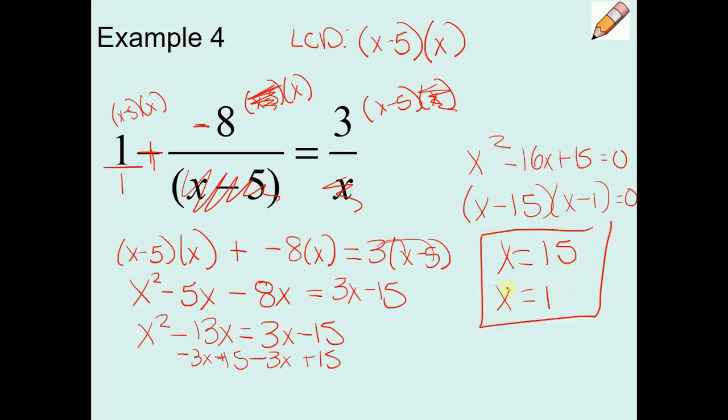Now let's double check. Does that work? No problems in the denominator. 15's okay, 1's okay, 15 and 1 both are okay. So no issues. The only numbers I could not have had x equal to is either 5, because that would have caused an issue down here, or 0. So 15 and 1 are just fine.